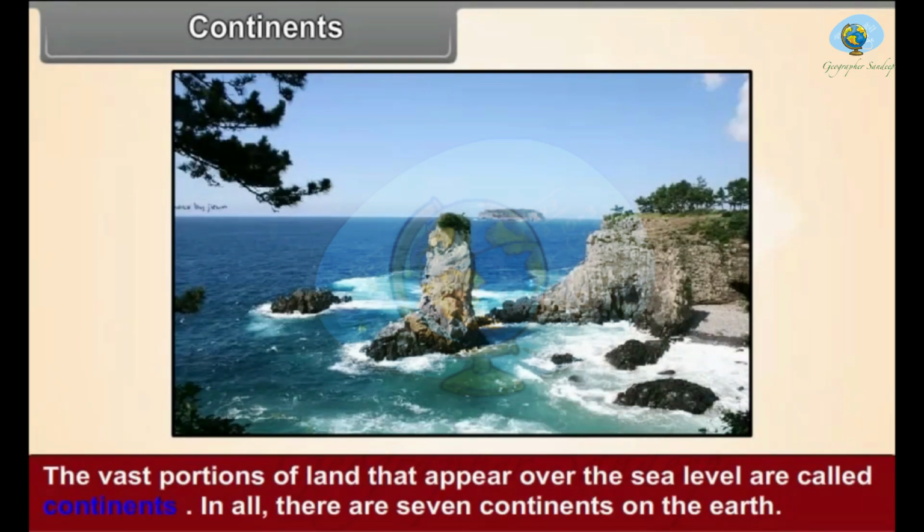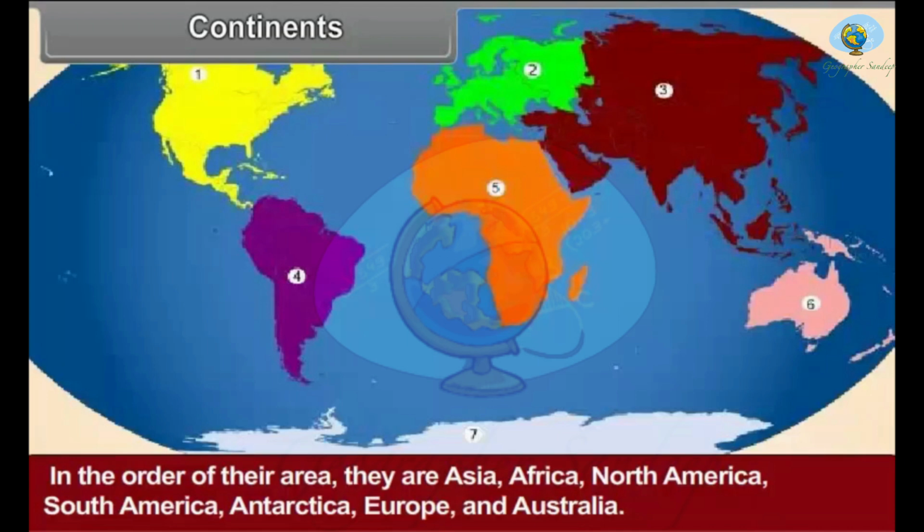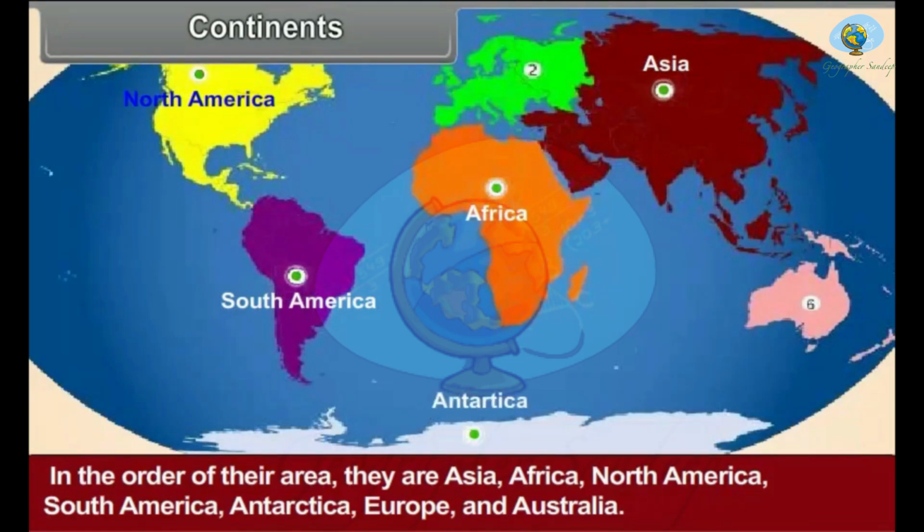Continents. The vast portions of land that appear over the sea level are called continents. In all, there are 7 continents on the earth. In the order of their area, they are Asia, Africa, North America, South America, Antarctica, Europe, and Australia.